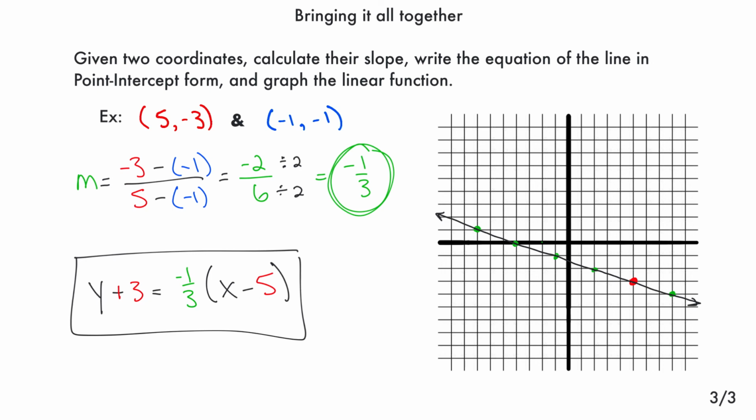And then third, notice that I never graphed negative 1, comma negative 1. But if I followed the pattern, it naturally went through that dot anyways. Because it does not matter which of the two dots I started with. They are both on the line. As long as I follow the line, starting at one of those points and using the slope, it will automatically go through the other point.